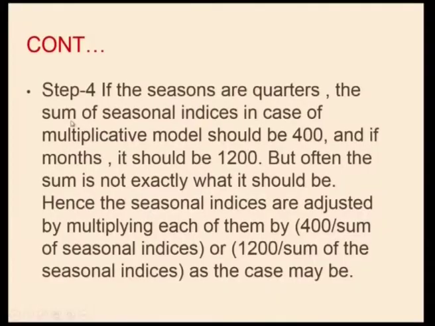In step 4, if the seasons are quarters, then the sum of the seasonal indices in case of a multiplicative model should be 400, and if it is months, it should be 1200. But often the sum is not exactly what it should be. Hence, the seasonal indices are adjusted by multiplying each of them by 400 divided by the sum of the seasonal indices, or 1200 by the sum of the seasonal indices, as the case may be. And what are the merits and demerits of this method?